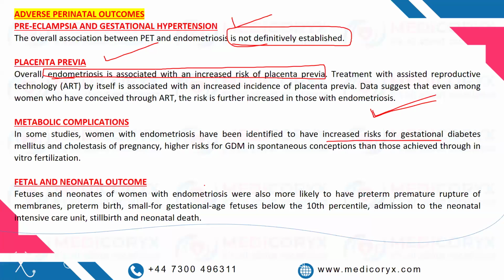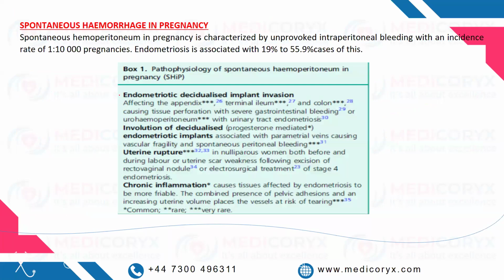Fetal and neonatal outcome: in endometriosis, it's also more likely to have preterm premature rupture of membranes, preterm birth, small for gestational age fetuses below the 10th percentile, admission to the neonatal intensive care unit, stillbirth, and neonatal death. Then I was talking about spontaneous hemorrhage in pregnancy. Very important, right? This is one of the exam questions as well. Spontaneous hemoperitoneum in pregnancy is characterized by unprovoked intraperitoneal bleeding with an incidence rate of 1 in 10,000 pregnancies.